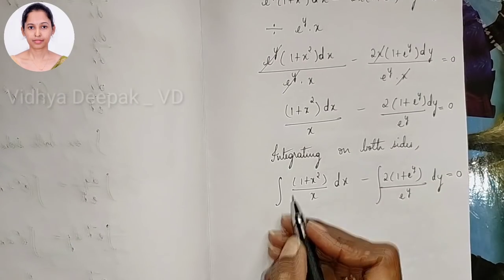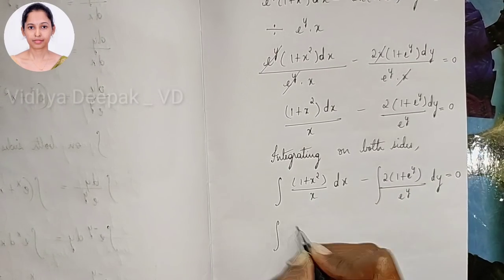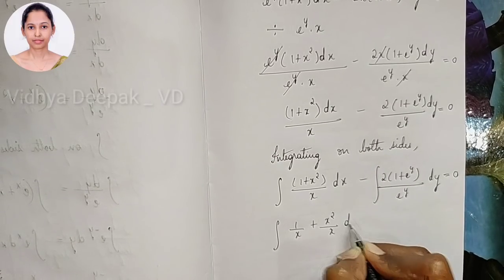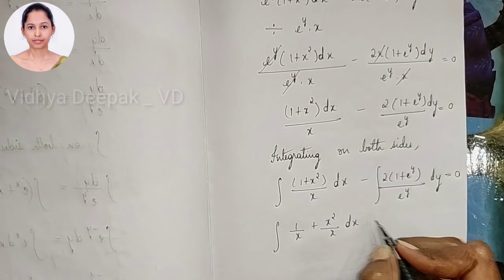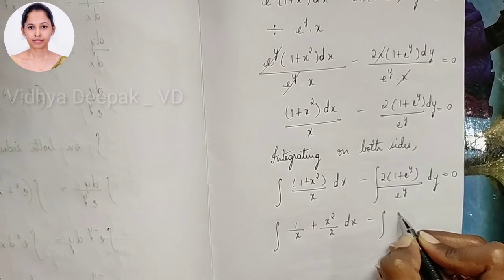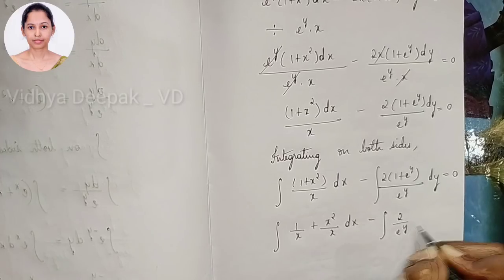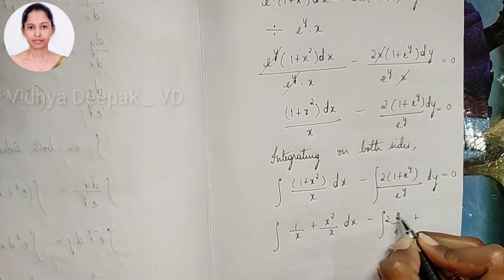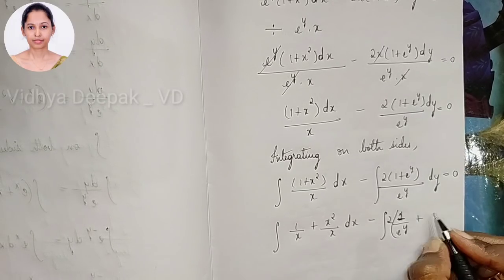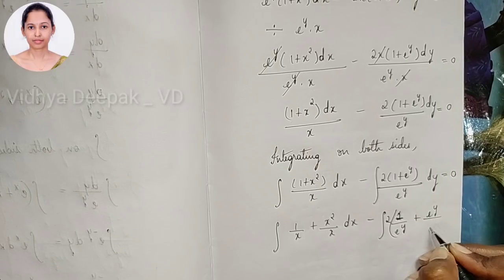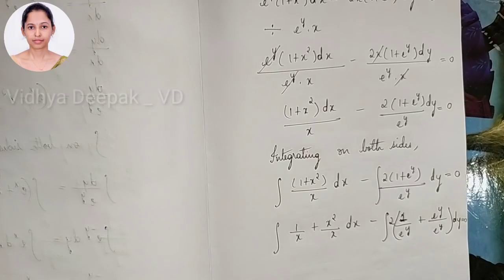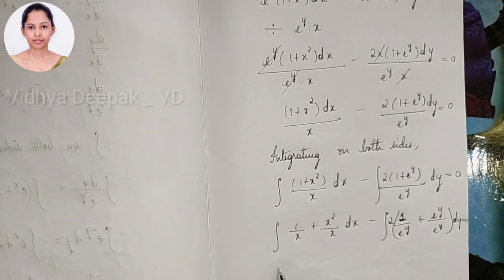Here we can write this as integral of 1 by x plus x square by x dx. I am splitting the denominator for both numerators, okay? Minus integral 2 by e power y, okay, we will keep 2 aside itself, 1 by e power y plus e power y divided by e power y dy is equal to 0. Since 2 is a constant, we can bring it out of the integration, right? So that will be easy for us.